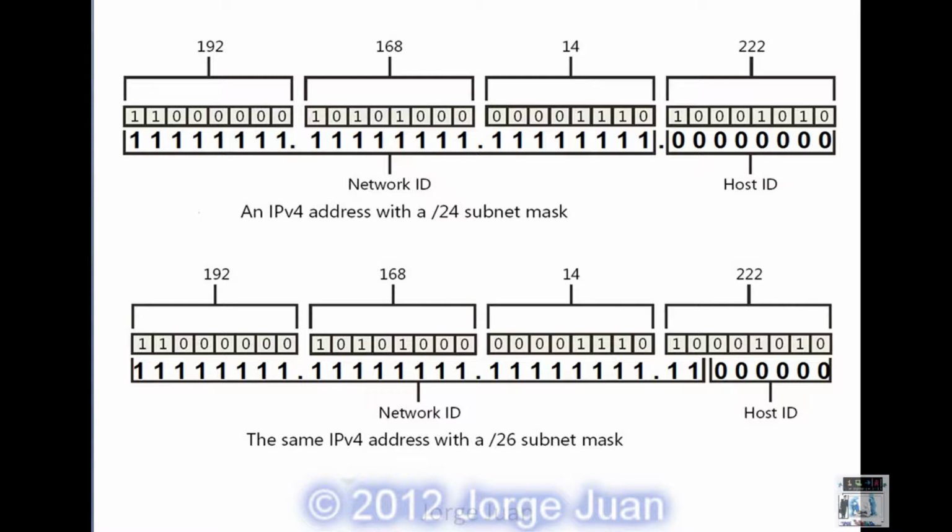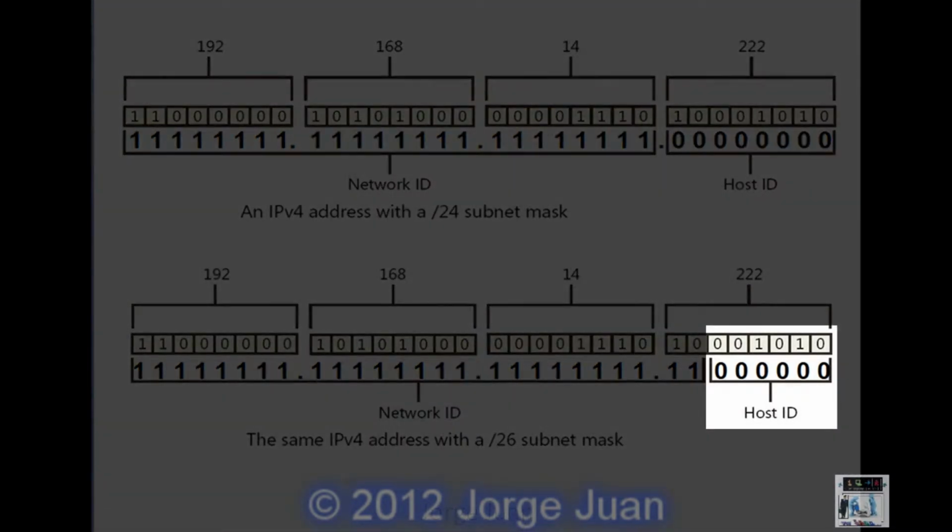Now, this arrangement is a little bit more difficult to visualize if you're thinking of it in decimal form, because the last octet is partially dedicated to the network ID and partially dedicated to the host ID. In binary, however, it is simply just a 26-bit number instead of a 24, and the host ID is 6 bits long.